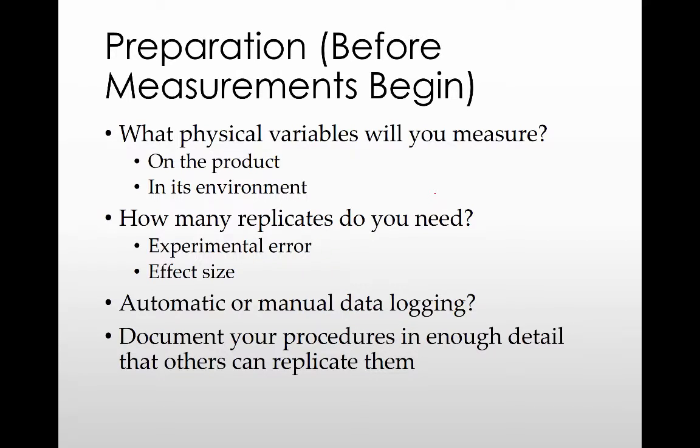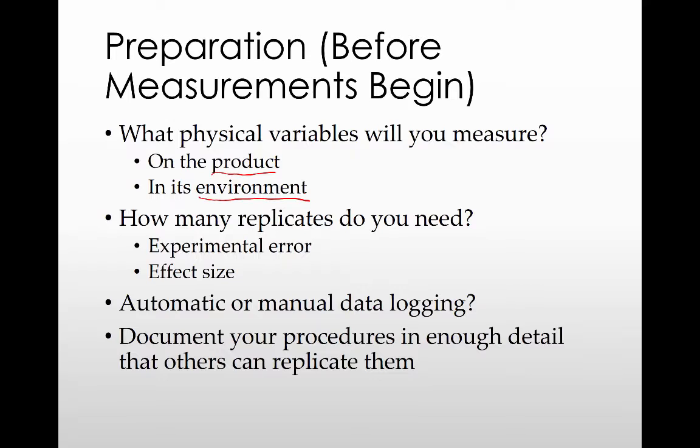Now, before you go into the lab and start taking measurements, it's important to be well prepared. One of the things you need to consider is what physical variables are you going to measure? Naturally, you're going to want to take some measurements on the product itself. What are its states? What characterizes its performance? But in addition to measuring things about the product, you may want to make measurements of variables in the environment as well, because those may allow you to determine what was bringing about the influence, something internal to the product or something external to the product.